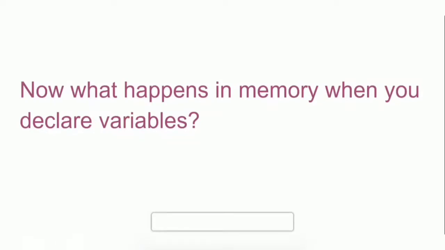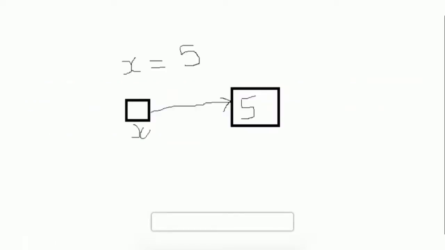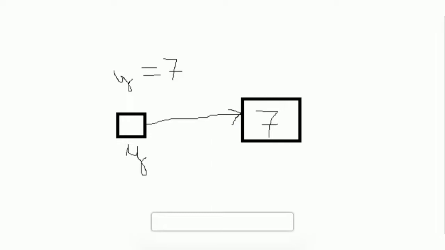Now what happens in memory when you declare variables? See, suppose you assign 5 to x. Now here a memory block will be created that will contain 5, and here x is a reference variable that is pointing to a memory block that contains 5. Similarly, when you write y equals 7, what happens in the memory is y is a reference variable. It is pointing to a memory block that contains 7.